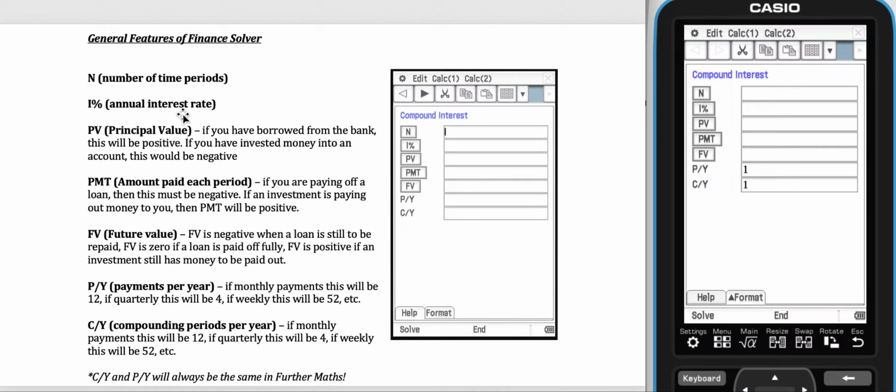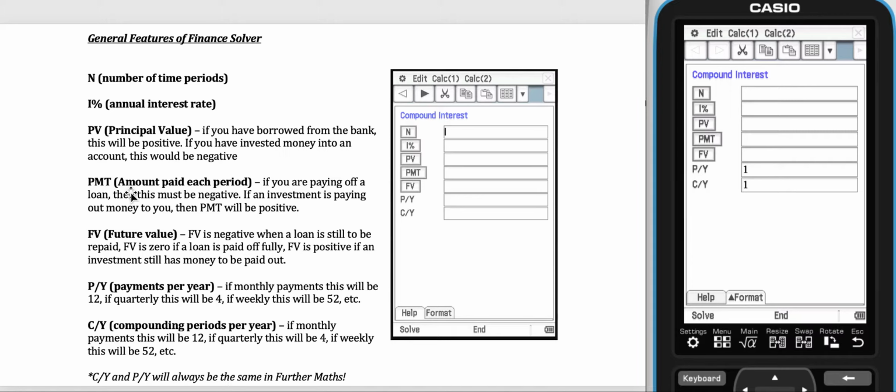I is the annual interest rate, and you only have to give the annual interest rate. You don't have to divide by 12 if it's compounding monthly or anything like that. So it's just the annual interest rate that you put in. PV stands for principal value, and principal value is usually, in a loan, the amount of money that you borrow from the bank at the start.